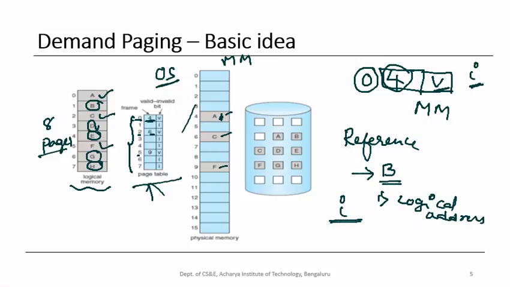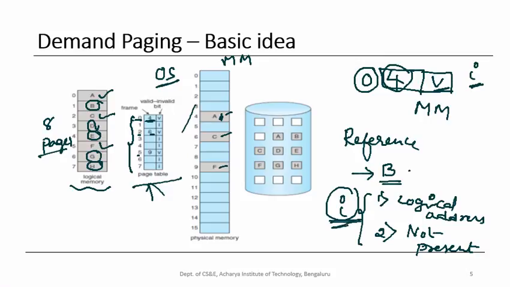I hope you understood this point. That means the process is making an illegal reference. Okay, that could be the first reason. The second reason is the reference is valid. That is, the page B is part of the process, but this page is not present in the main memory. So these are the two reasons which will make the valid invalid bit associated with the page invalid. Hope you understood.